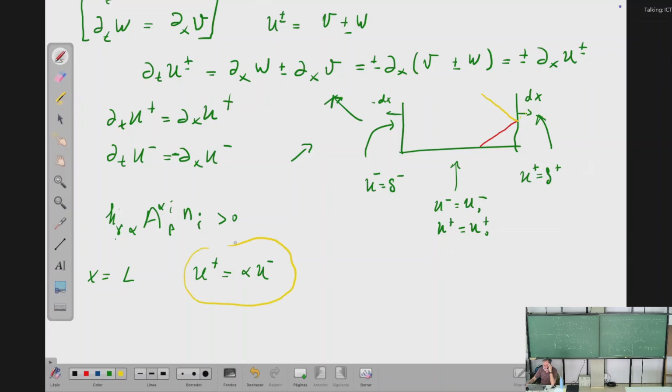And certainly on the other side here, I could put something like u minus equals beta u plus, okay? For instance, plus g, something like this, g minus. The same here. So these are the possibilities, okay?